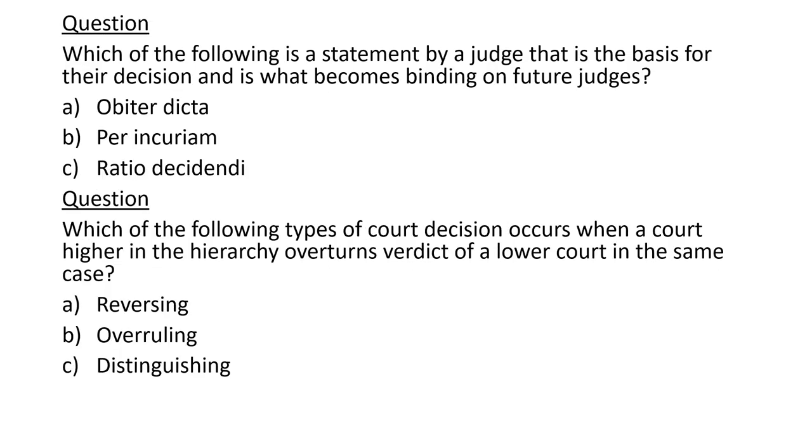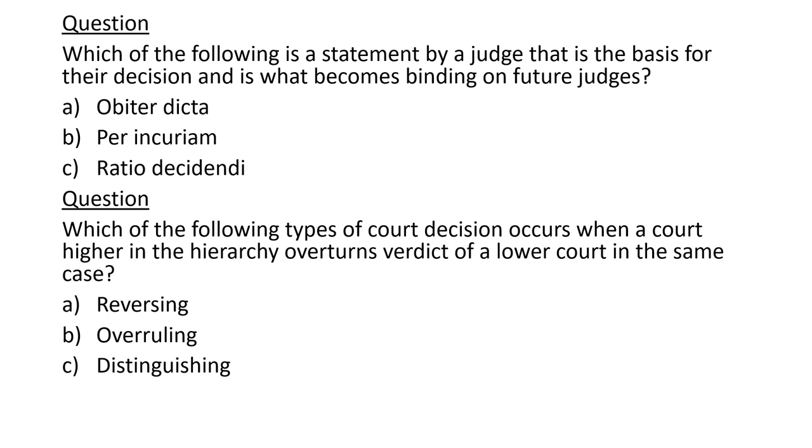Coming to the next question, which of the following is a statement by a judge that is the basis for their decision, and what becomes binding on future judges? That is ratio decidendi. These are the legal reasons, the statements made by the judges. If I'm giving this decision, the legal reason of this decision is this. And in future, if judges want to give their verdicts and their legal reason is the same, they will be giving the same verdict. So ultimately, it becomes the binding precedent.